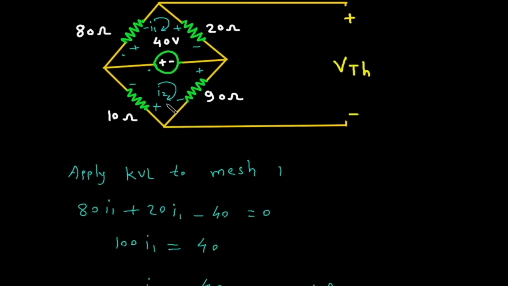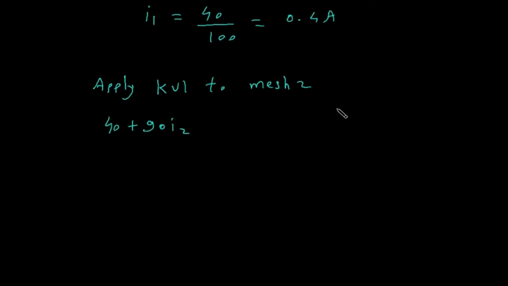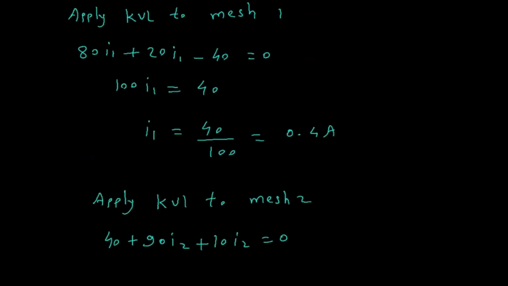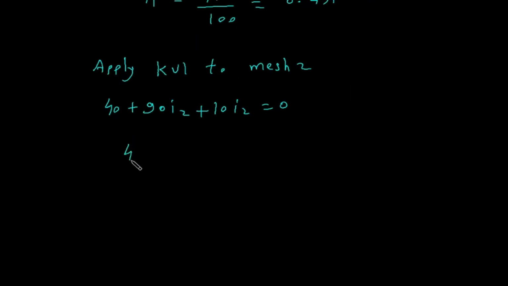Now this will be plus 10 I2 is equal to 0. So this will be 40 plus 100 I2 is equal to 0. So this will be 100 I2 is equal to minus 40. Therefore I2 is equal to minus 0.4 ampere.